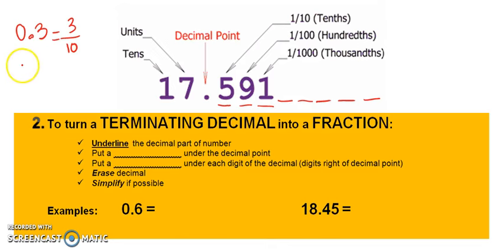Let's try another one. 0.26. Now this time there's a 2 in the tenths place and a 6 in the hundredths place. If you put it together, we see it's 0 and 26 hundredths. 26 hundredths can be written like this. 26 hundredths. They are the same.